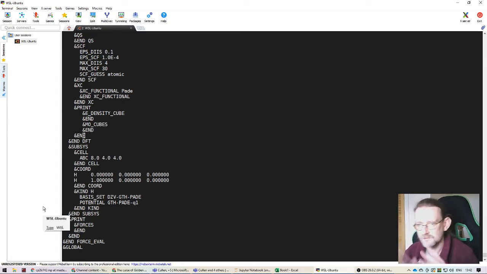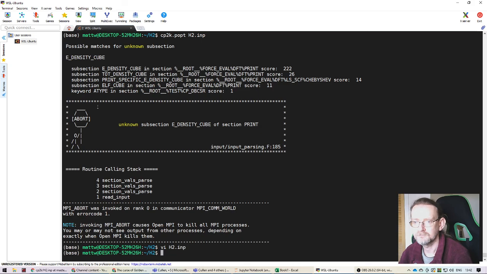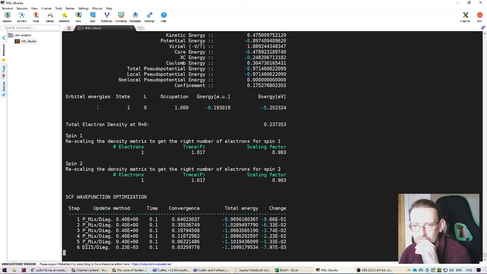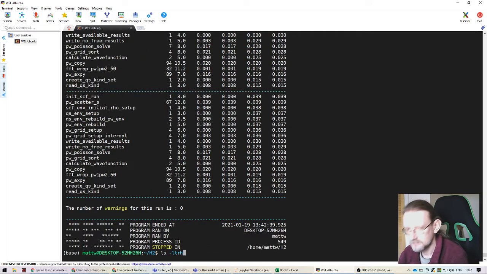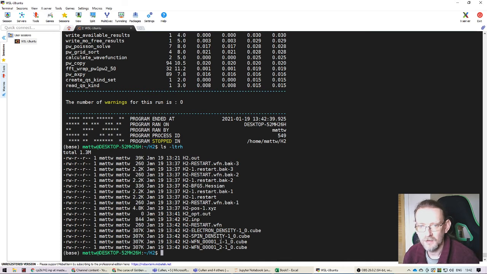It's one of those that after a while, there's a logic there. So the print section, the forces, it's in the outer force evaluation section. To get the electron density, for instance, it's got to be inside the density functional theory section, because if you're doing a molecular mechanics model, then you wouldn't have that necessarily. If we try it again, I should get a couple of files. So copy start cube.